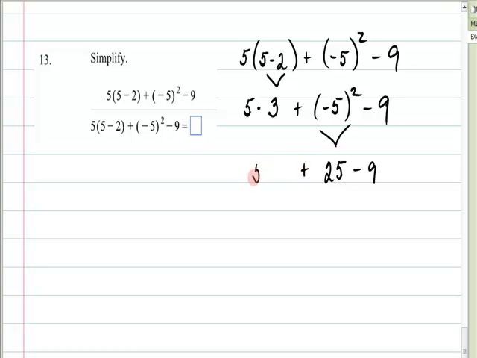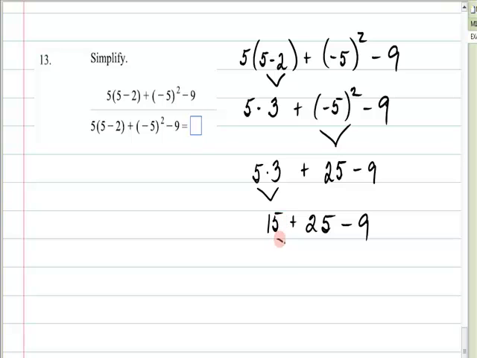Copy everything else down. Some of you may be getting frustrated with me because I only do one step at a time. But that is, I'm following the letter of the law right now. You could skip some steps or do multiple steps, but I'm not going to. All right, so now I have multiplication, addition, subtraction. I'm going to do the multiplication. 5 times 3 is 15, plus 25 minus 9.